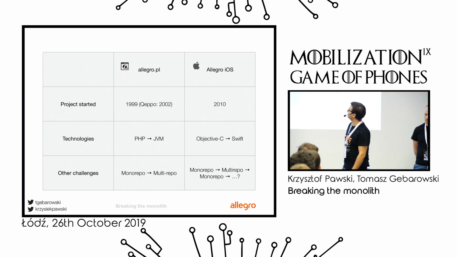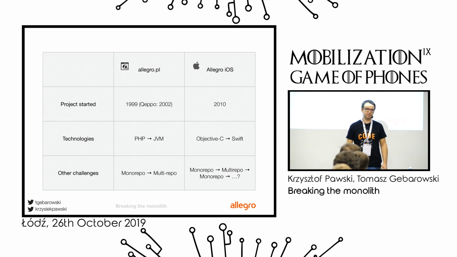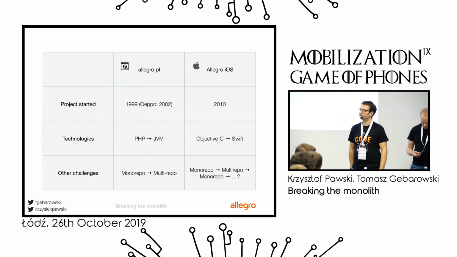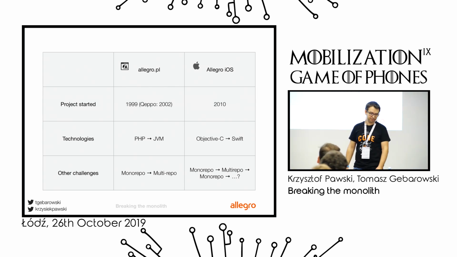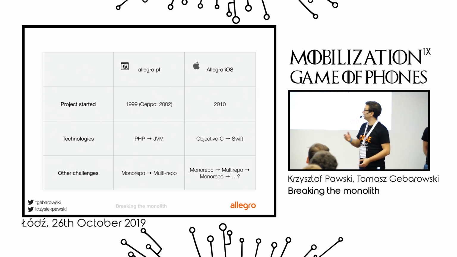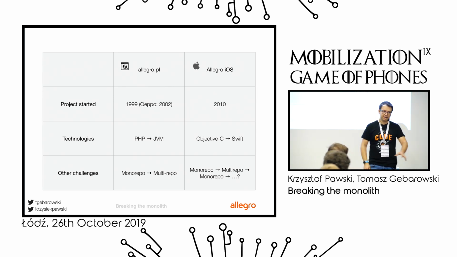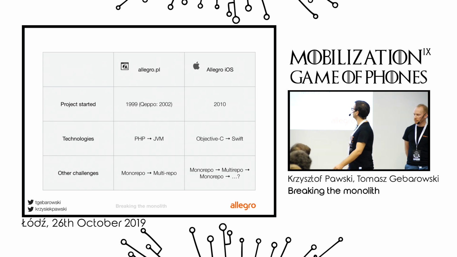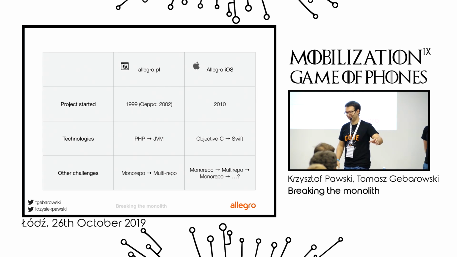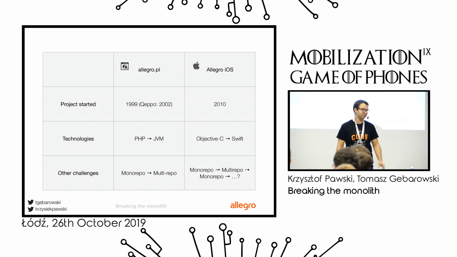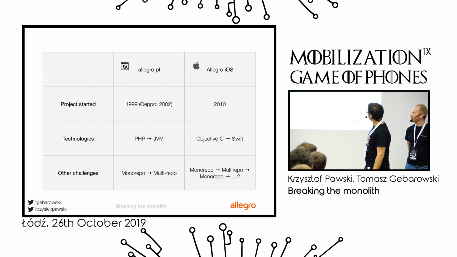So for backend, it was, for example, migration from PHP to JVM. On Android, we still have the transition from Java to Kotlin, and similarly on iOS, we are still fighting with Objective-C legacy and migrating the code to Swift. So we've experimented with different repository models, like on the backend with monorepo. Then we've migrated to multi-repo. And in iOS, we were also migrating from monorepo to multi-repo, and then again back to monorepo, and I will explain why in a couple of next minutes.